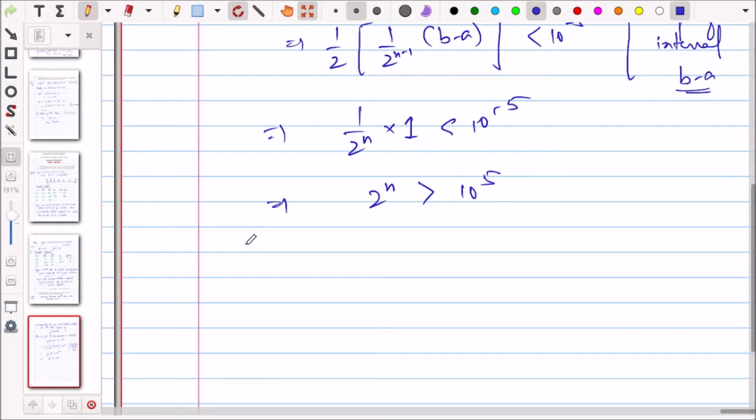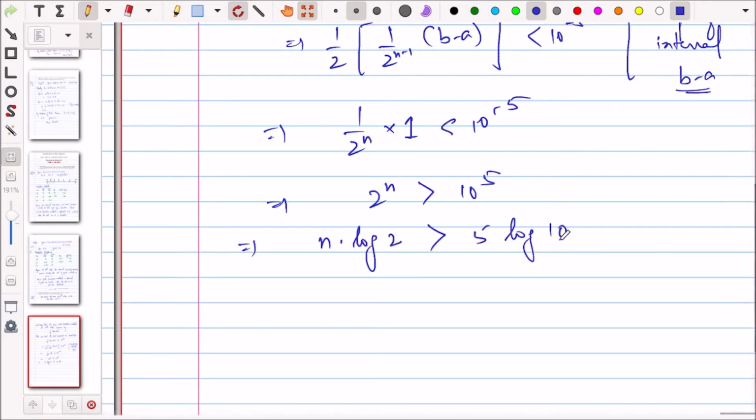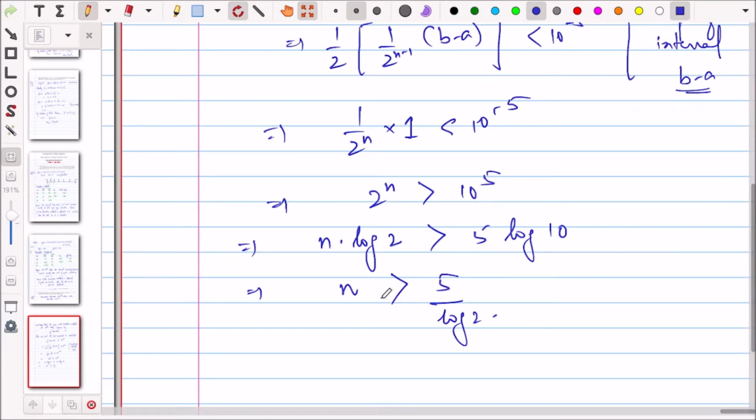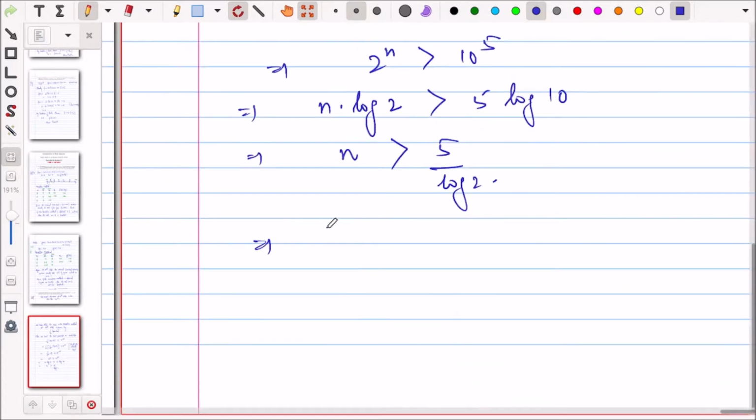Now because the log function is an increasing function, we can take the log on both sides. So this implies n log 2 is greater than 5 log 10. We can take log with base 10, so log 10 becomes 1. So n is greater than 5 by log 2. So we want the least possible n such that n is greater than 5 by log 2.